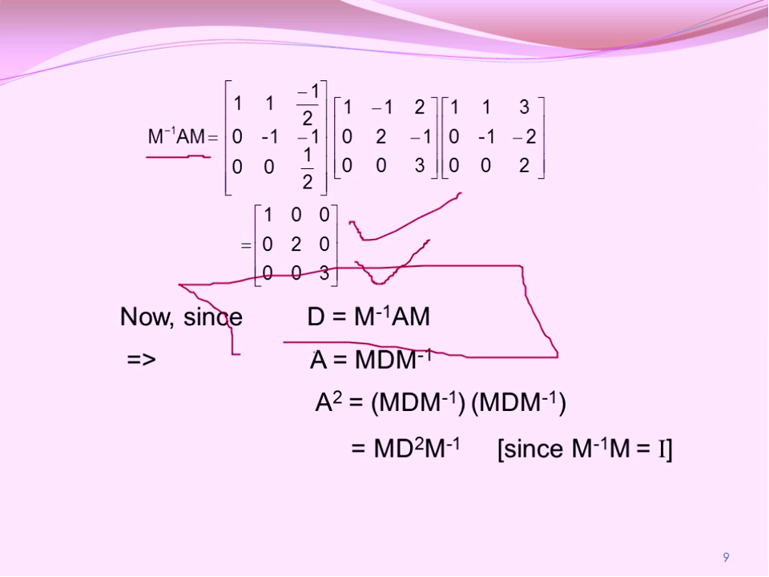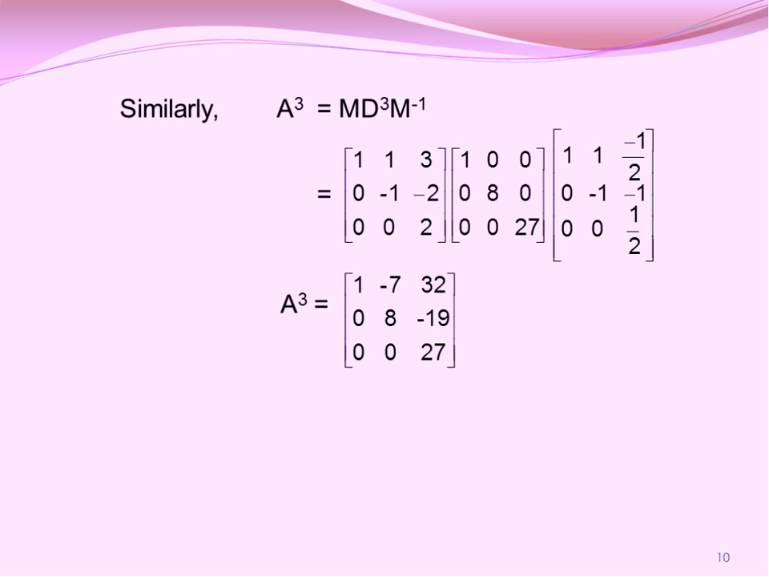Now P inverse A P is equal to this. This is the diagonal matrix. This is diagonalized: 1, 2, 3 on the diagonal. So this is the procedure to diagonalize any matrix.